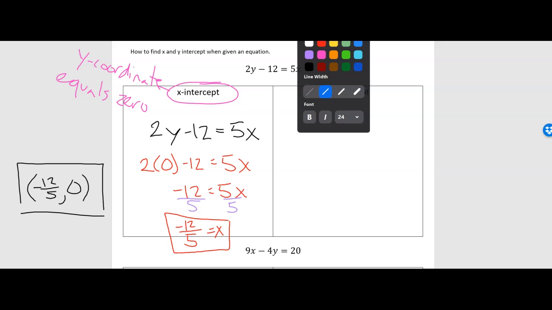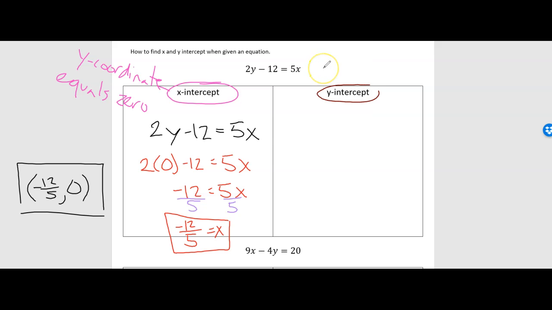For the y-intercept, it's just the opposite. We know that our x-coordinate equals 0.